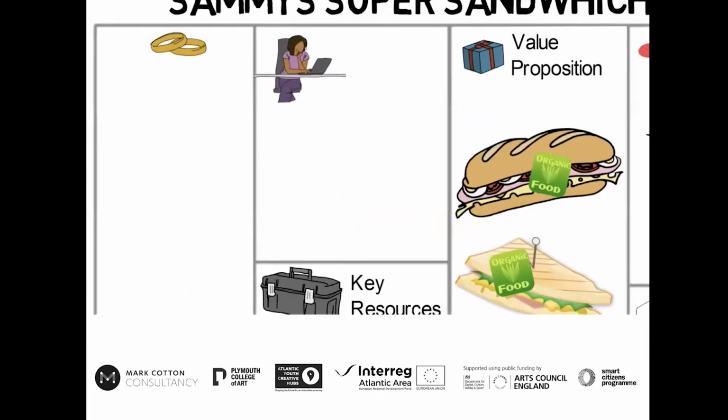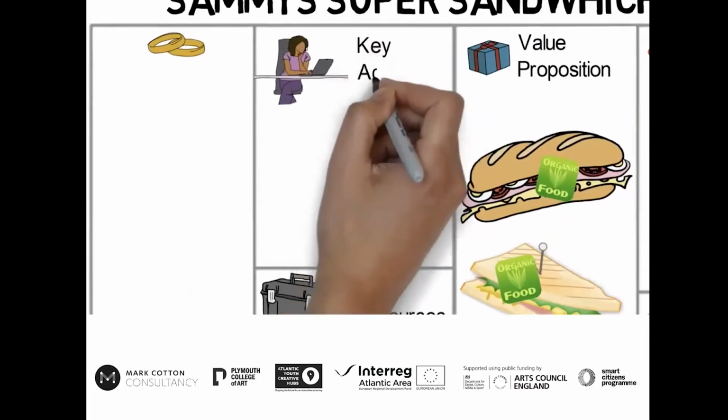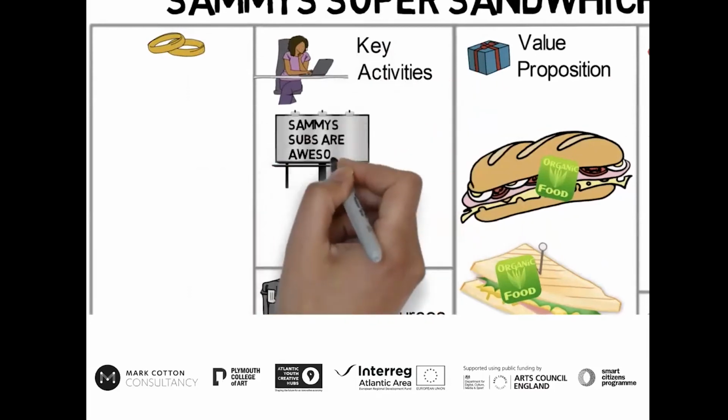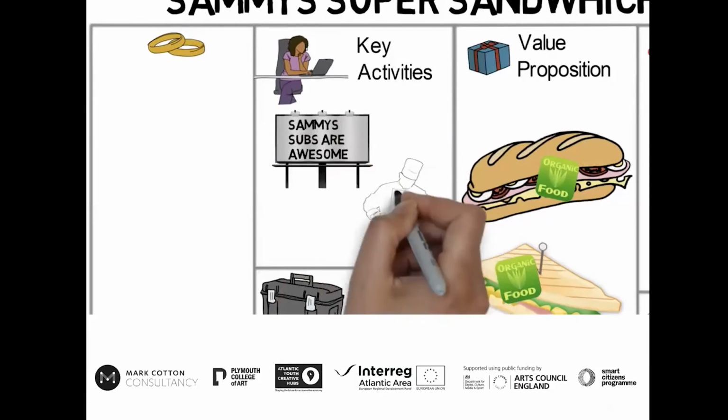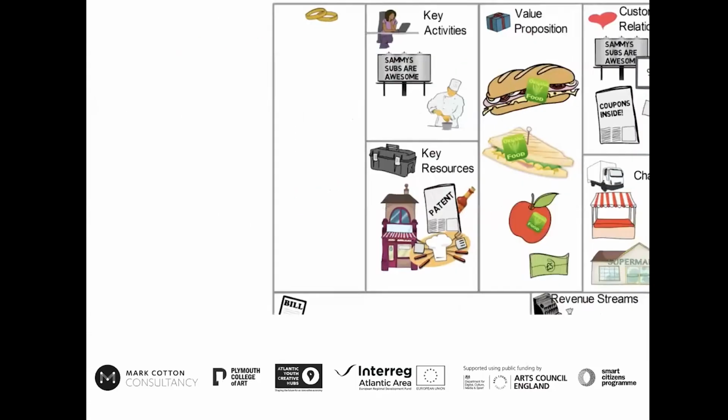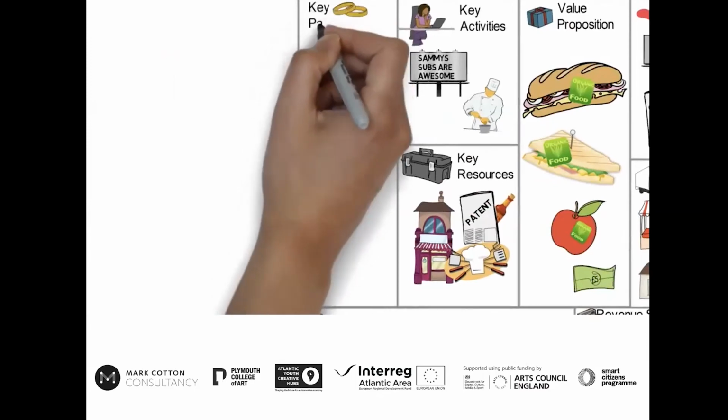After Sammy has identified his key resources, he can move on to his key activities. This would include stuff like his national advertising campaign and creating new delicious sandwiches that all of his customers would enjoy. After Sammy knows how he's going to pull everything off, it's time that he identified his partners.